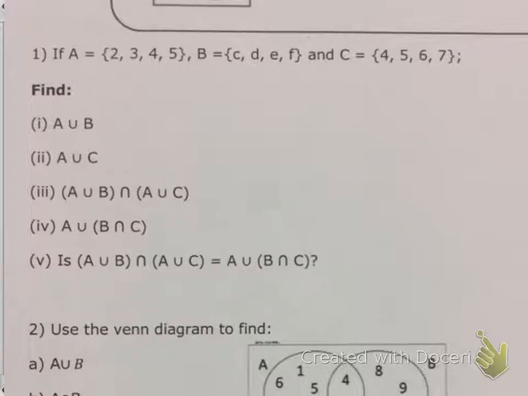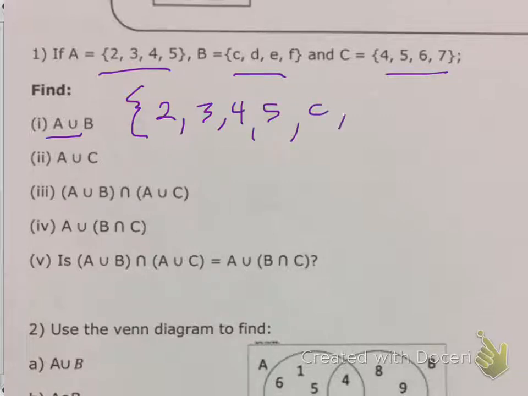It says, here's group A, group B, and group C. We want to find A union B. So that's everything in A and everything in B. So everything in A is 2, 3, 4, and 5. Everything in B is C, D, E, and F. So my new group would be formed by everything that's in those.